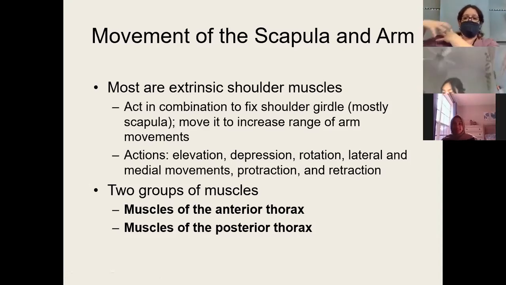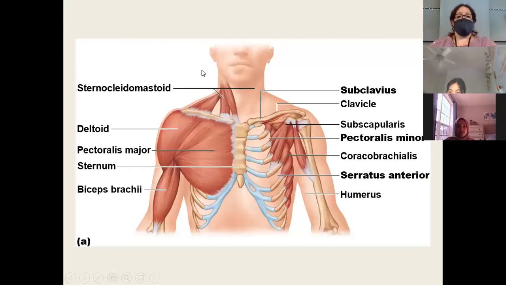Okay, in order to get this whole shoulder girdle going, you have anterior thorax and posterior thorax muscles. It makes sense, right? And here they are. We've already talked about the sternocleidomastoid. It originates from the sternum and the clavicle and goes up to the back of your neck, so it's down here forming some of the shoulder movement. Your deltoid, the big shoulder muscle. Pectoralis major is the chest muscle.